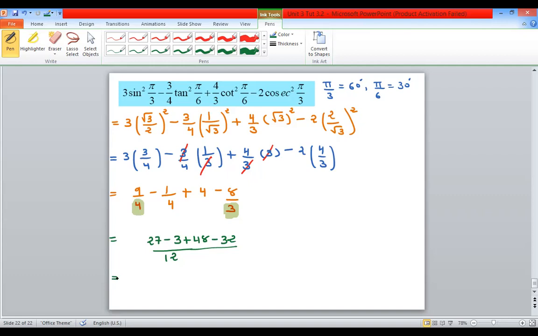(27 minus 3 plus 48 minus 32). This is 40, so this is your 40 by 12. Factorize it. It's a 4 by 10 and 4 by 3. The 4 is cancelled. Your answer is 10 by 3.